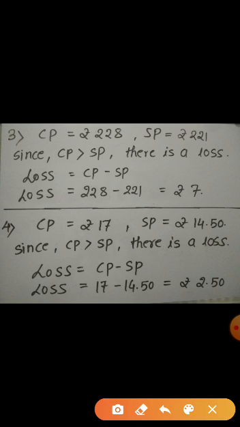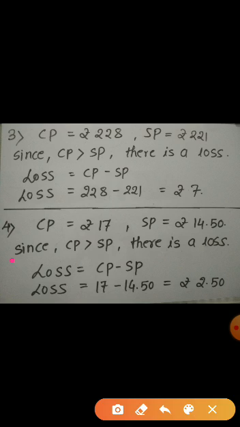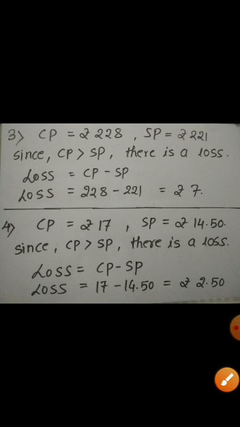Now come to the fourth example. Cost price is 17 rupees and selling price is 14.50 rupees. Again here cost price is more than SP, that is selling price, right? Since CP is greater than SP, there is a loss. So again we have to use the formula of loss, and loss is equal to CP minus SP. So 17 minus 14.50 comes to 2.50, right? So loss is 2.50 rupees. 2.50 rupees means 2 rupees 50 paisa. So likewise you can solve the remaining examples given in exercise 12.2.